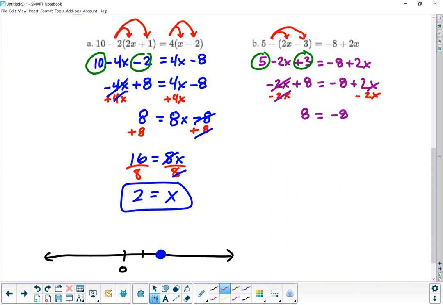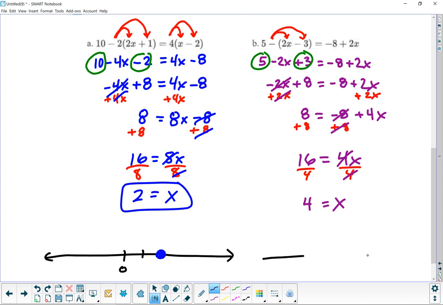Oh, wait. No, I did it wrong. See? I should be adding 2x because that's a minus 2x. So I should be adding 2x, which means it doesn't cancel. But this cancels. So positive 2x and positive 2x makes positive 4x. Okay, so I need to add 8 and add 8. And these cancel. And I will have 16 equals 4x divided by 4. These will cancel, and I will get x equals 4.